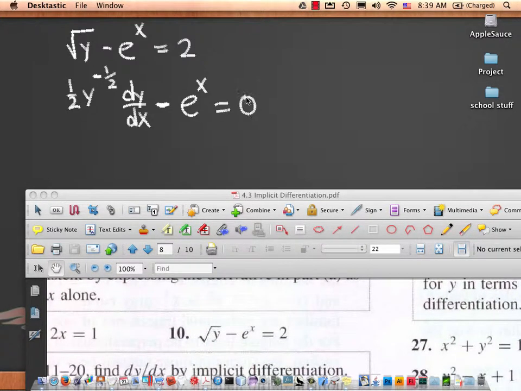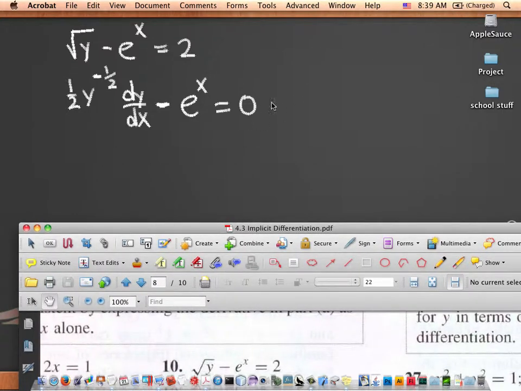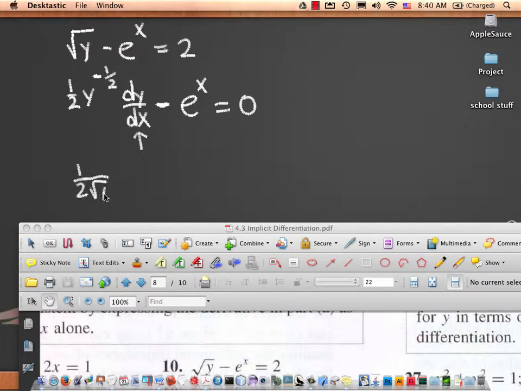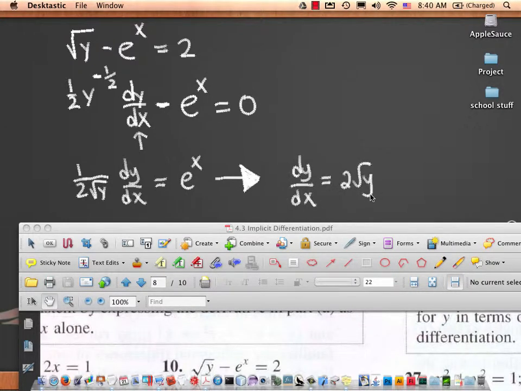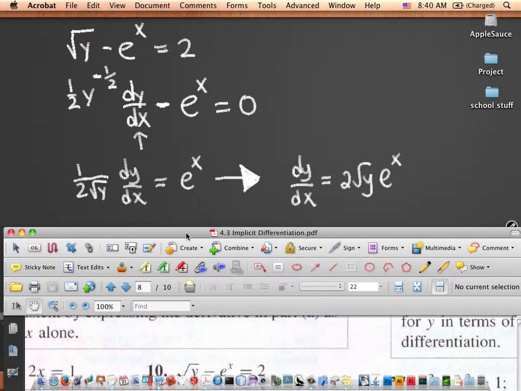So equals 0. And now we solve for good old dy dx. So we add e to the x to the other side. So we have 1/2, and I'll write it the way McKenna had it, 1 over 2 square roots of y dy dx equals e to the x. And then we multiply the 2 square roots of y up to the other side, and we get that dy dx equals 2 square roots of y e to the x. And there's your dy dx.